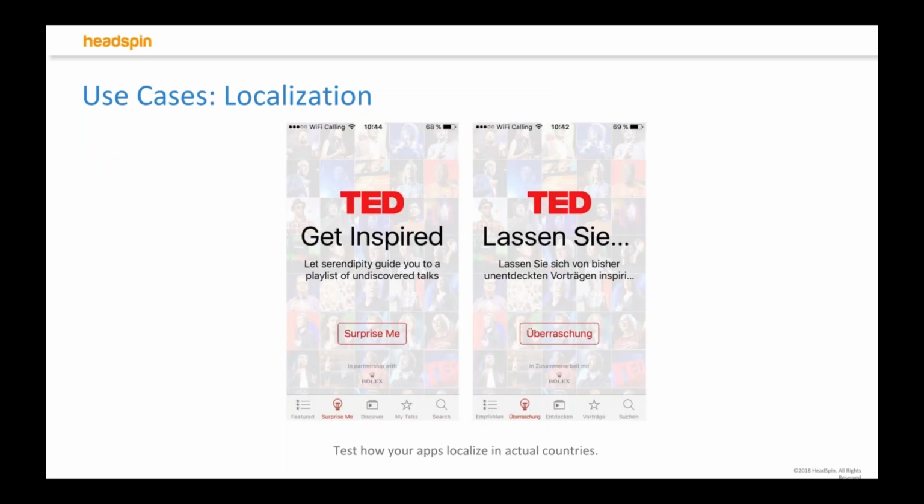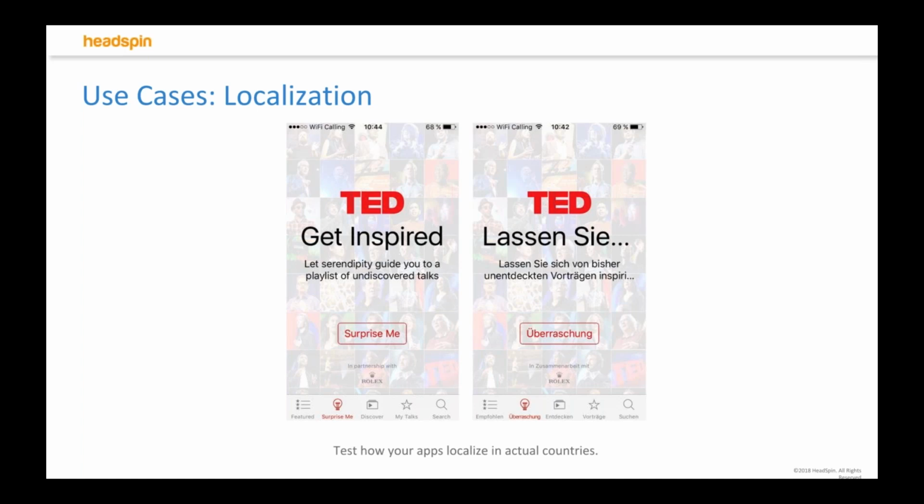So that's what I wanted to talk about, use cases. When you have the ability to test on real devices, on real carrier networks, there's a lot of really interesting things that you can do that open up your aperture for testing, and therefore allow you to test things that you traditionally couldn't do in a simulator or emulator.